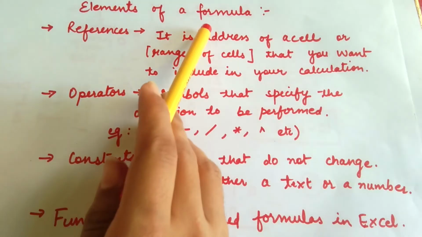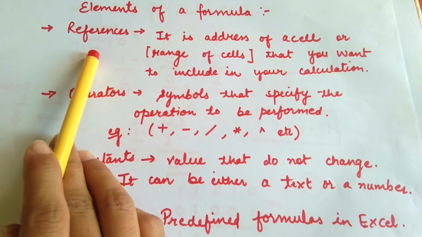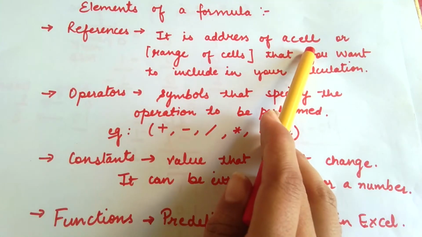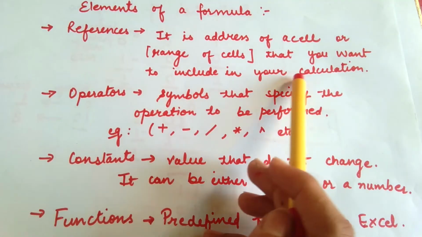Elements of a formula. The very first element of a formula is reference. It is an address of a cell or range of cells that you want to include in your calculation.